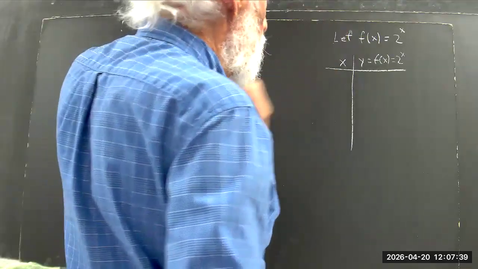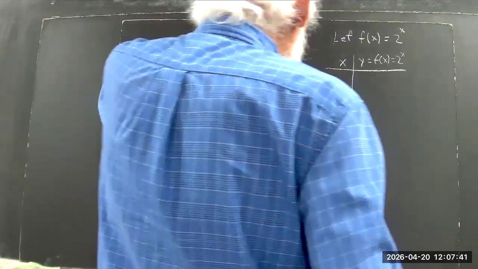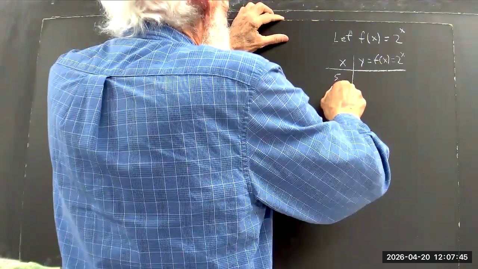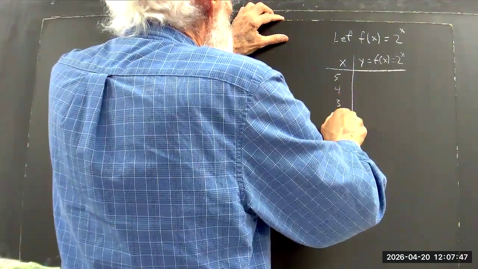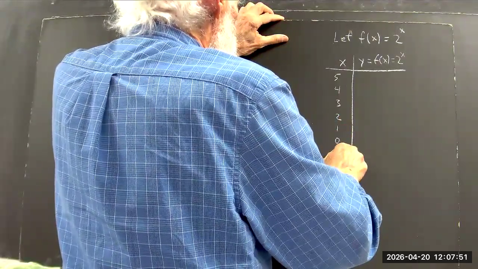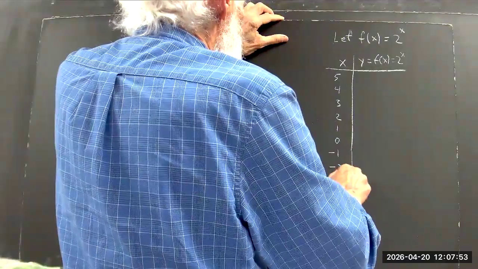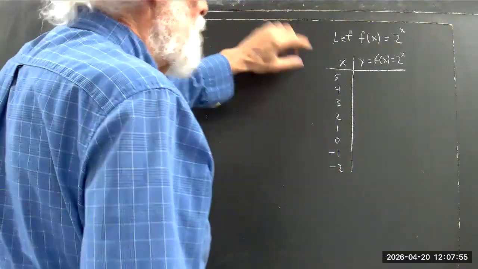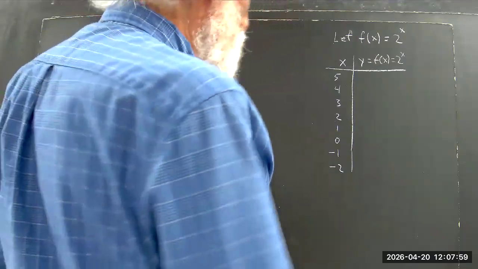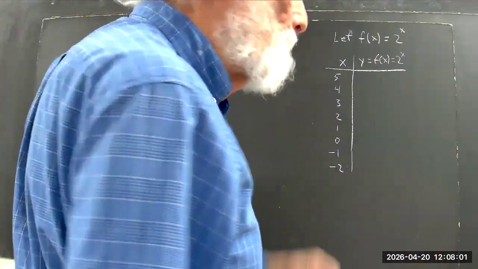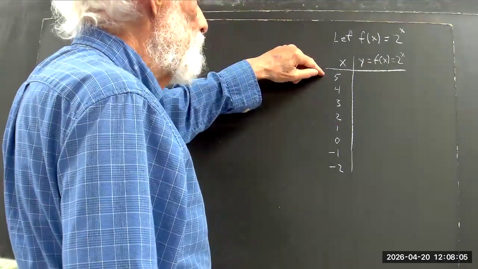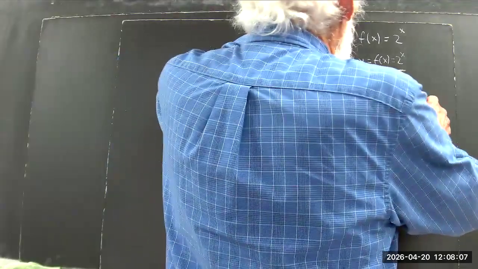X in this column, Y in this column. And I'm going to use X values 5, 4, 3, 2, 1, 0, -1, -2, and maybe we'll go further. Okay, if X equals 5, I'll do my calculation out here.